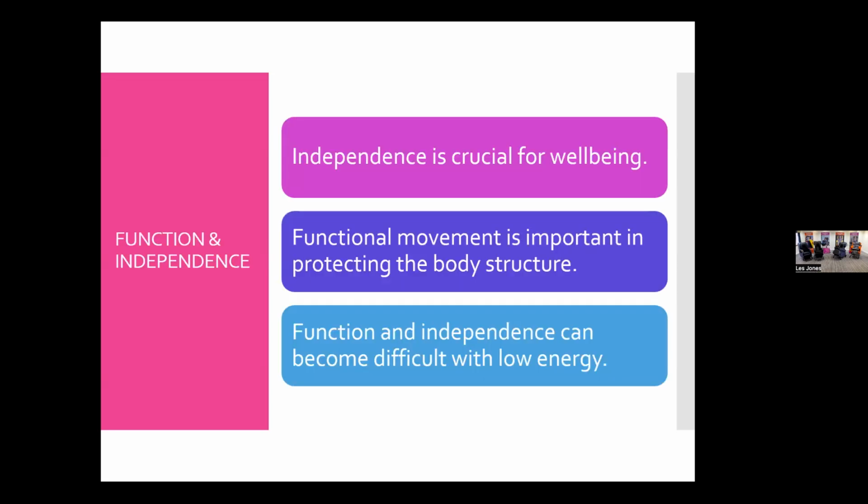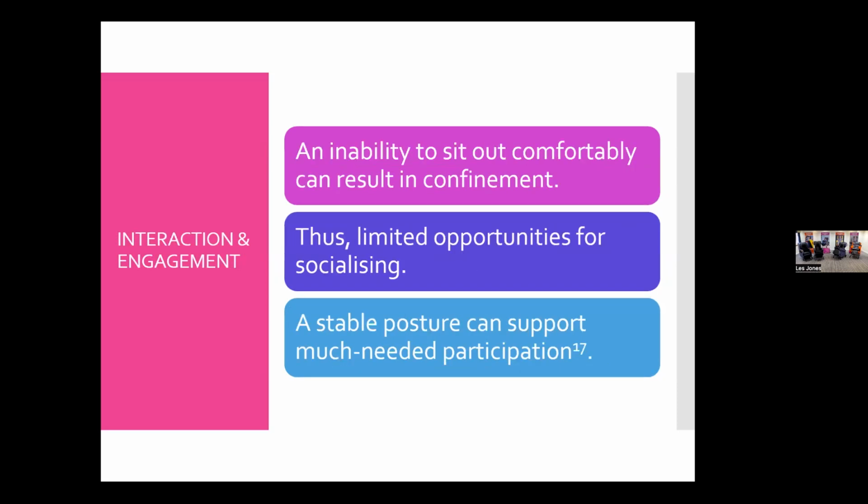When we talk about fatigue, we can see an impact on their function and independence as well. As we know, independence is crucial for well-being and is an important factor in living a fulfilling life. So we need to encourage that through energy management. Functional movement is also really important for protecting the body structure and reducing the risk of injury as well. So by getting blood flow to the area, by taking joints through ranges of movement to try and protect that body structure. If a person is low on energy, then of course function and independence can become extremely difficult.